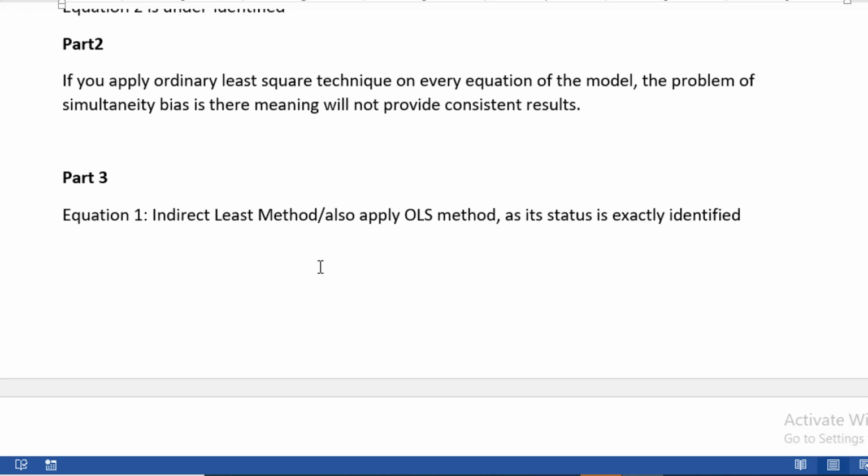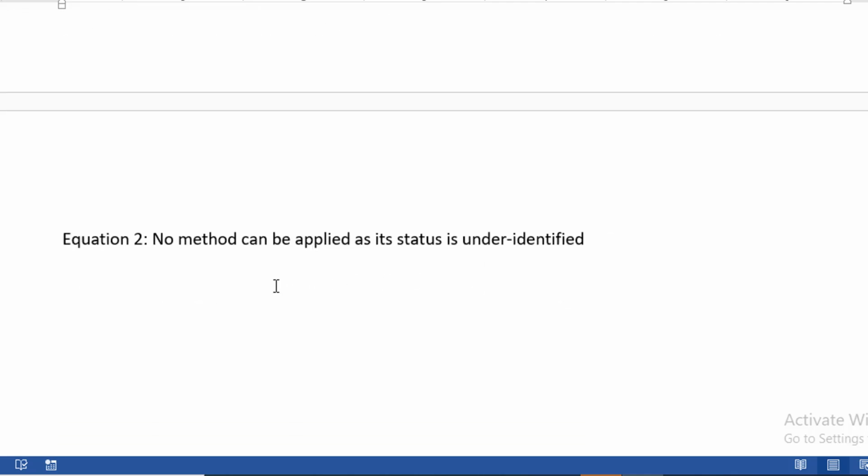Part 3. Equation 1: indirect least squares method. We cannot apply the OLS method directly; it is the indirect least squares method, ILS, as its status is exactly identified. In case of equation 2, we cannot apply any method because the status of equation 2 is under-identified.